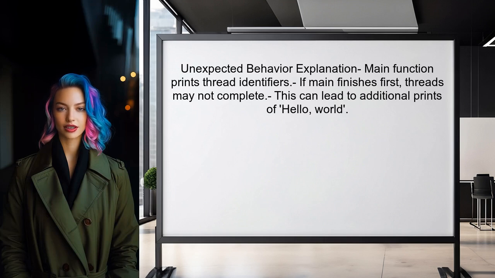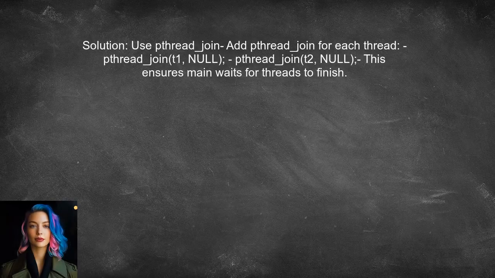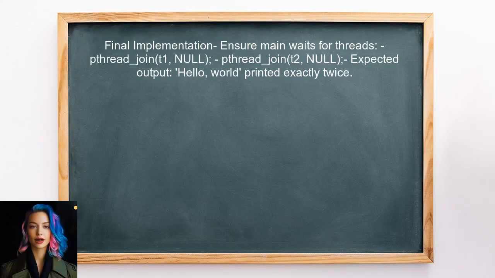If the main function finishes first, it may terminate the program before the threads complete their prints. To ensure that the user sees exactly 2 prints of "Hello World," they can use pthread_join. This function waits for the specified thread to finish before continuing. By implementing pthread_join, the user can control the execution flow, ensuring that the main function waits for both threads to complete before exiting. This will result in the expected output.